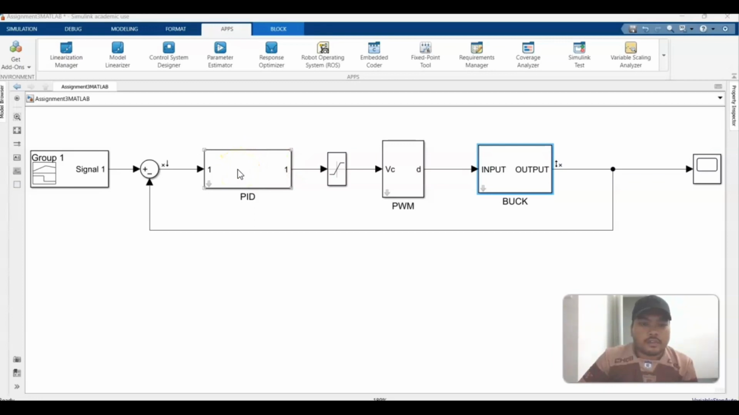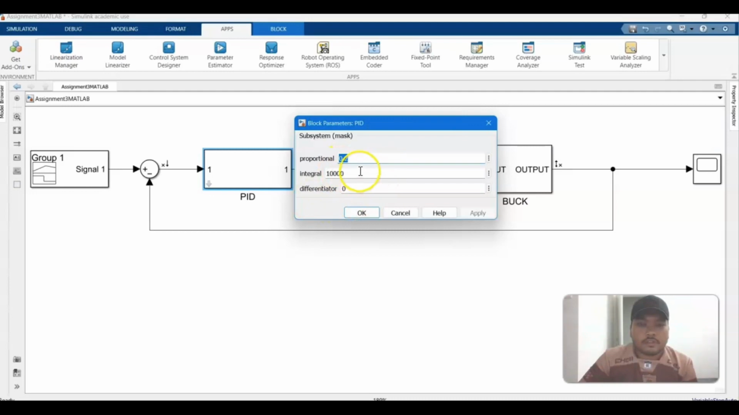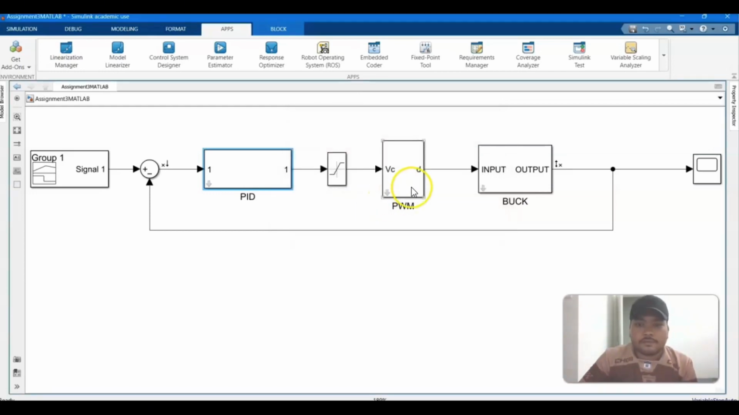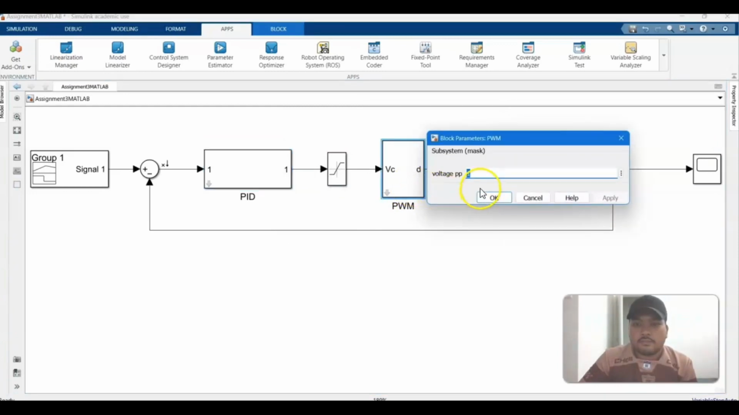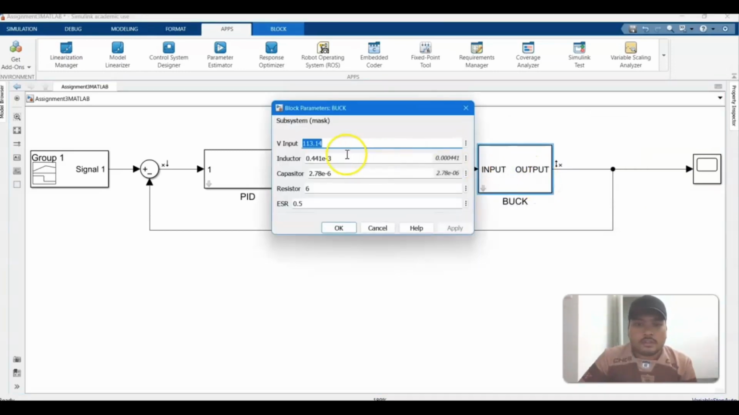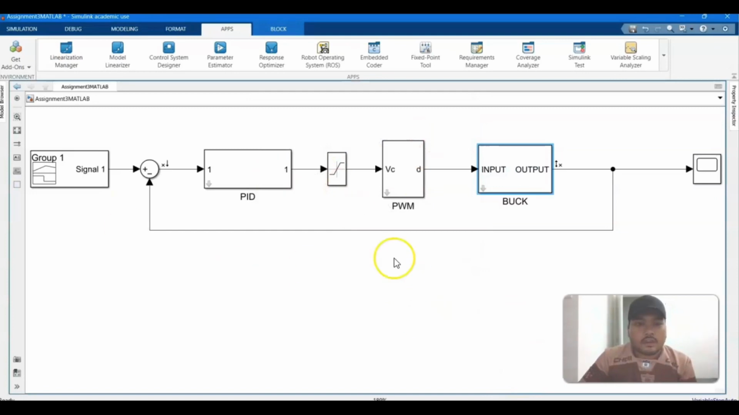So we double click at PID, we put the proportional, integral, and differentiator, which are 0.2, 10,000, and 0. We right click, okay. We double click at PWM, we put 1 as the peak-to-peak voltage. At the buck, we double click, we put the input voltage 113.14. Inductor is 0.441 milli. Capacitor is 2.78 micro. Resistor is 6. RC is 0.5.